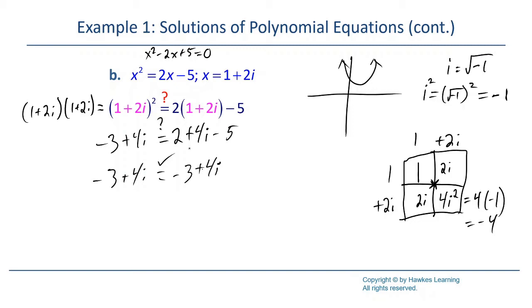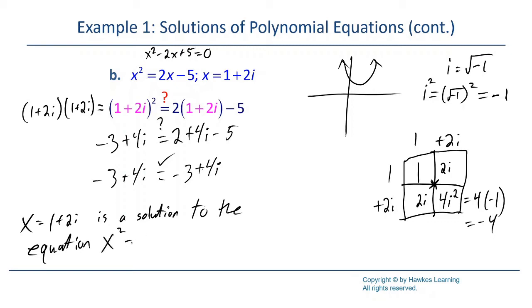And so if you needed a word answer for this, you would say x equals 1 plus 2i is a solution to the equation x squared equals 2x minus 5. So this would be if you needed to give a word answer to it.